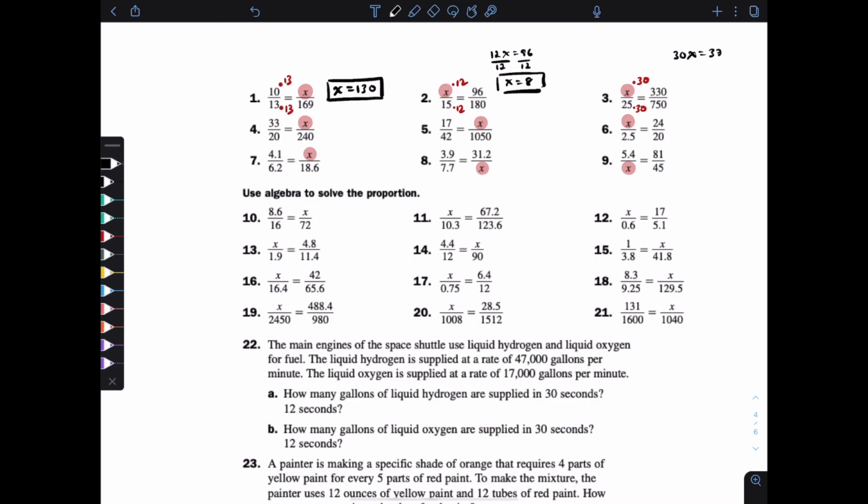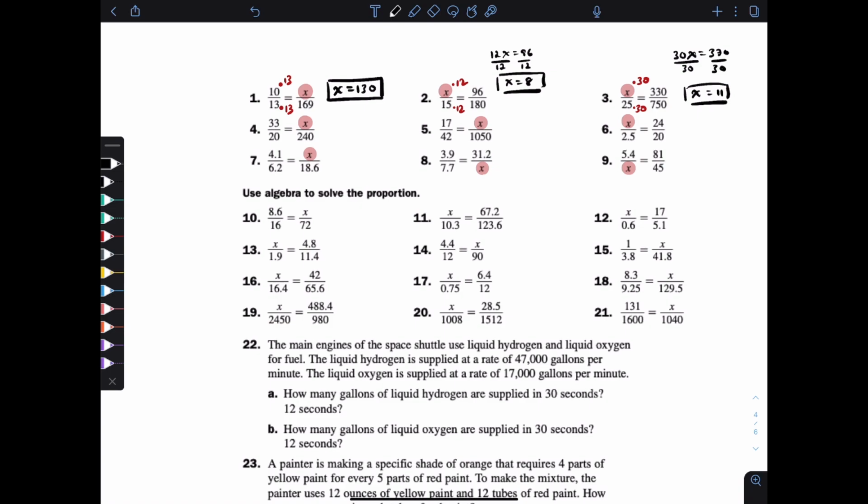Okay, and if we divide both sides by 30, division property of equality again, we could say X is equal to 11. That is the number on top that would make the ratio on the left equal the ratio on the right. Okay, so that's just 3 examples over here with 1, 2, and 3.